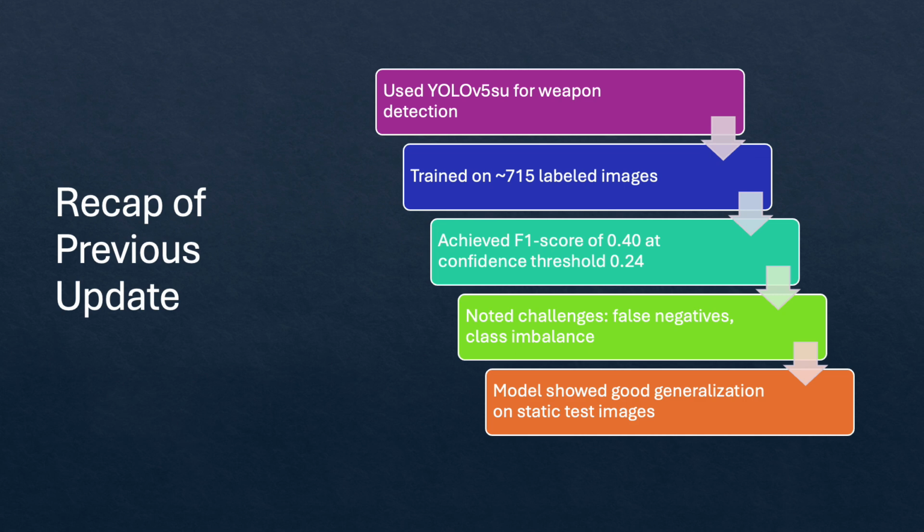We also evaluated the model using a confusion matrix and an F1 score from the matrix. We saw that it could detect some weapons correctly, but there were also quite a few false negatives and false positives. For example, it sometimes missed weapons entirely or incorrectly labeled background objects as weapons. The F1 score we achieved was around 0.40 at a confidence threshold of 0.24, which showed that the model had potential but still needed improvement, especially in real-time conditions.